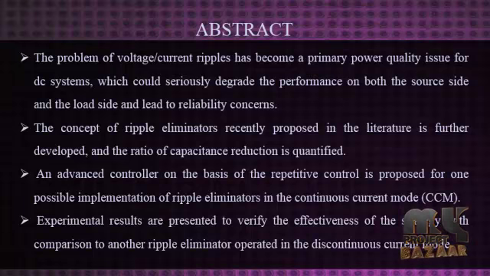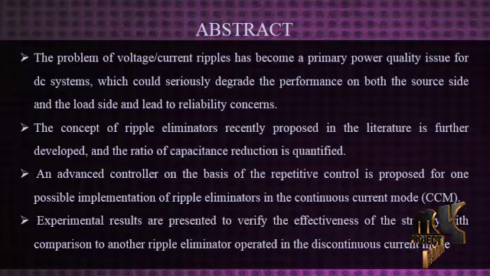The concept is further developed in the literature and the ratio of capacitance reduction is quantified. This power quality problem with such a ripple eliminator is formulated as a control problem to actively divert the ripple current on the DC bus. The main focus of this proposed design is to investigate how advanced control strategies could improve the performance of the ripple eliminator.